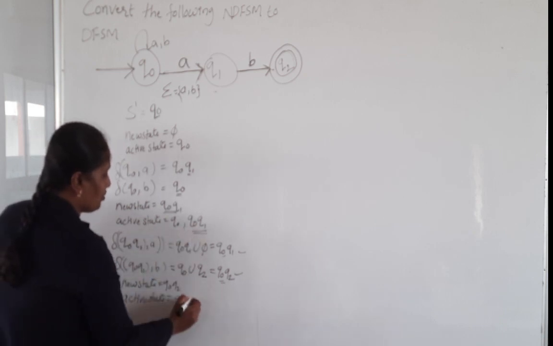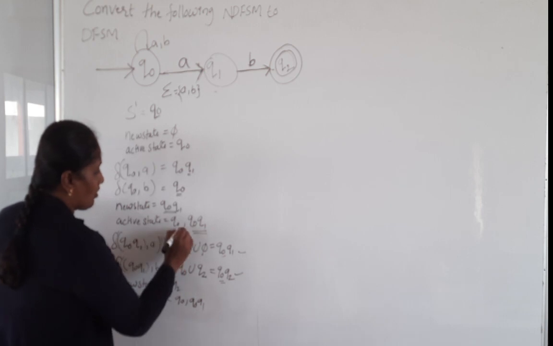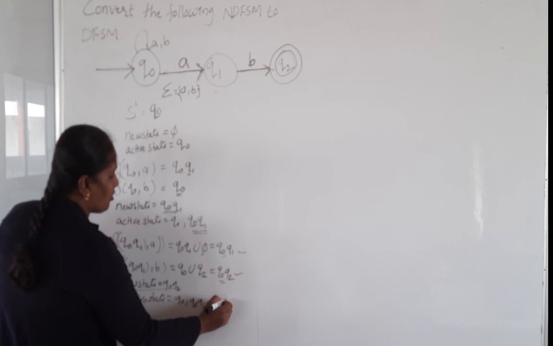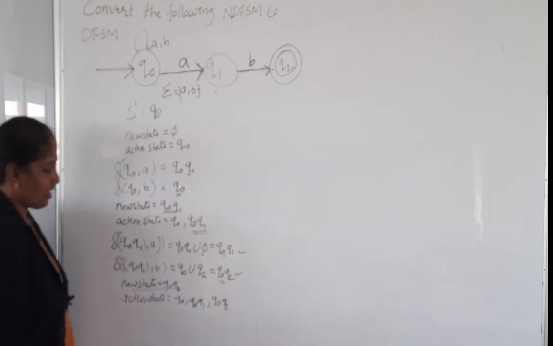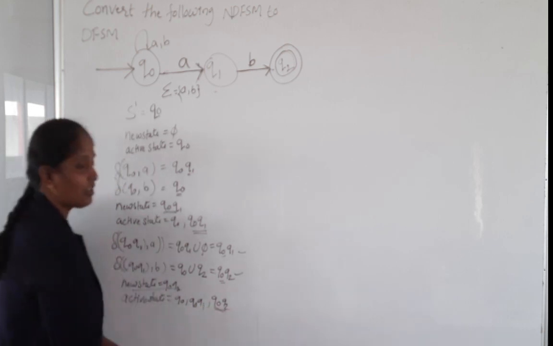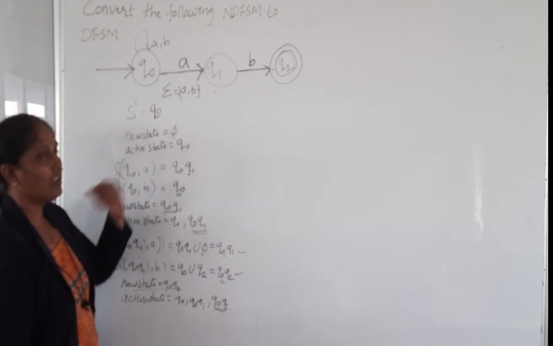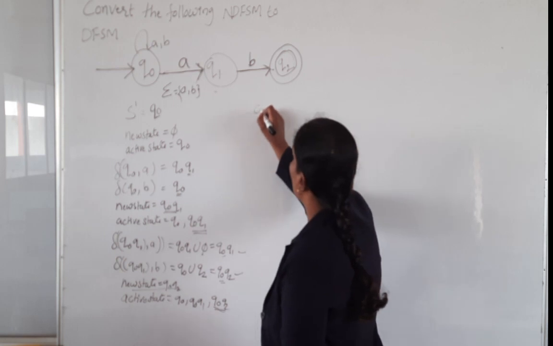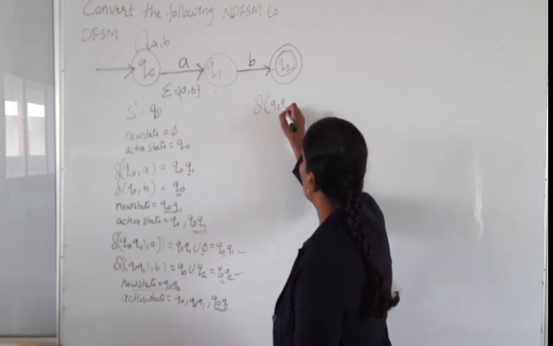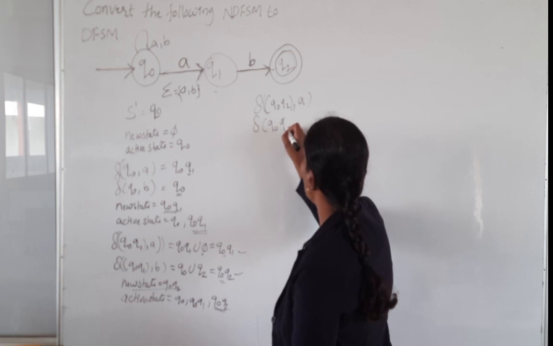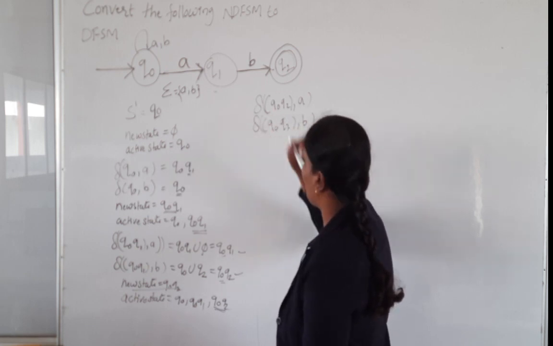So Q0, Q2, Q0, Q1 are the previous value. Next, new state I will write, that is Q0, Q2. Next, I must find the transition for this new active state Q0, Q2 for an input symbol A and B. Transition from Q0, Q2 for an input symbol A. Next, transition for Q0, Q2 for an input symbol B.